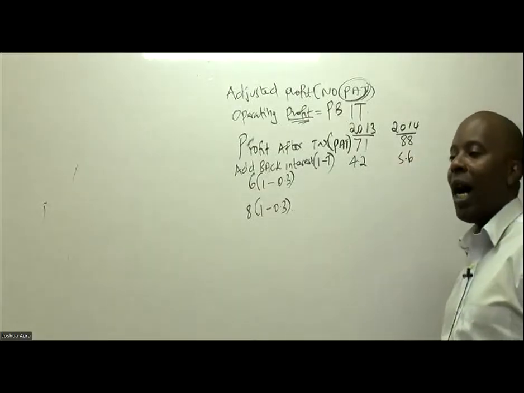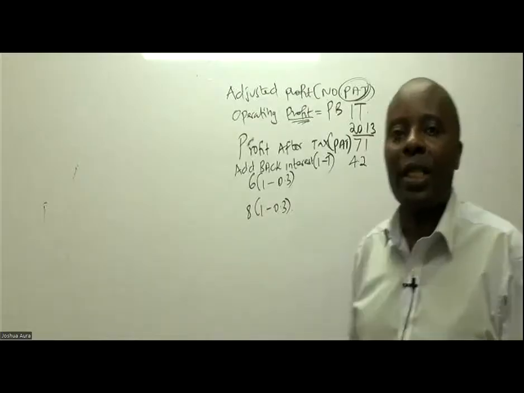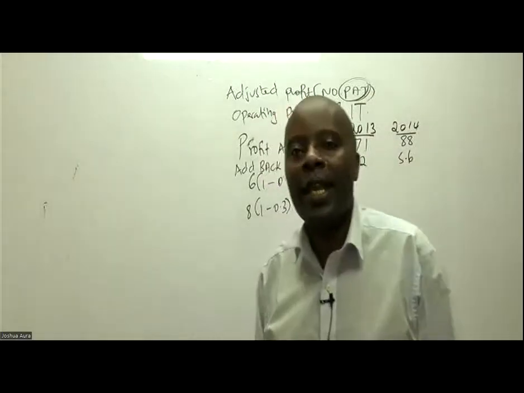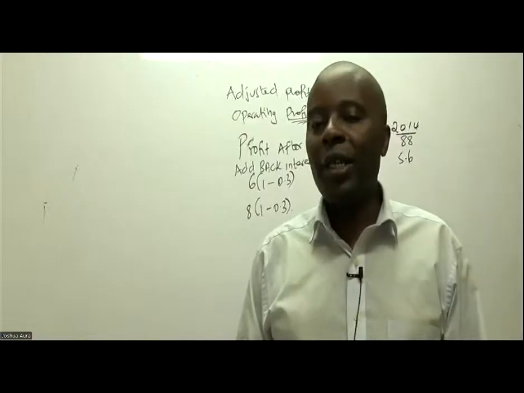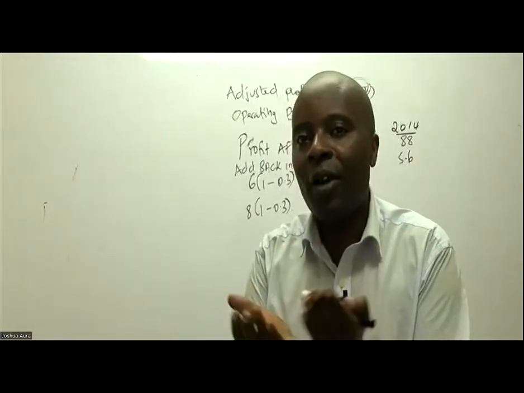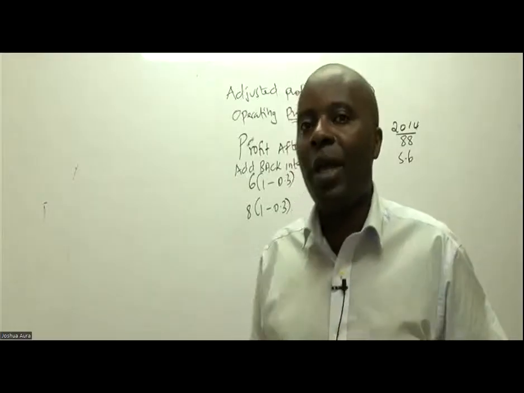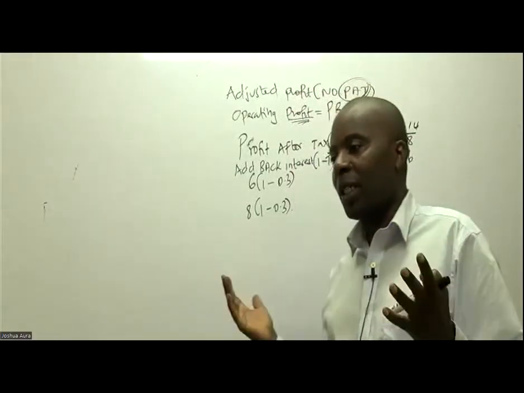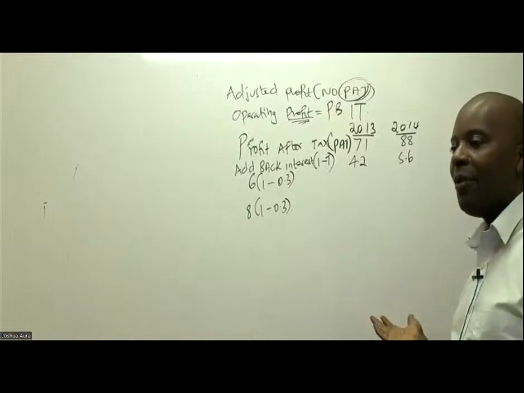We have been able to add back interest net of taxation. Is there any other thing that you guys think we'll need to consider for us to be able to arrive at net operating profit, which in this case here is cash flow based? Is there any other thing you think is very important for us here to come and add back?